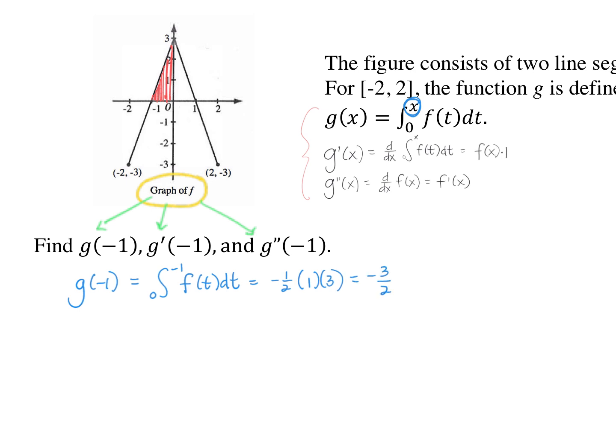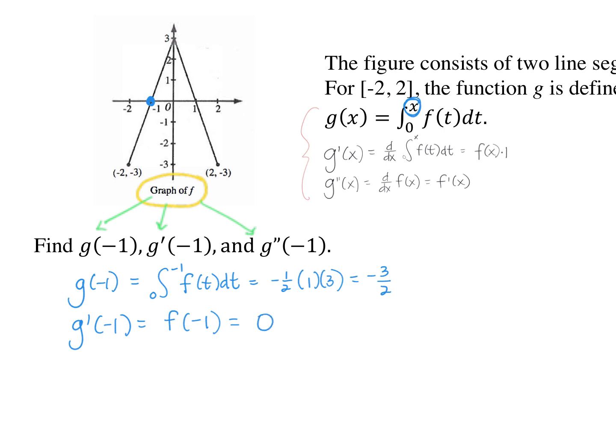We also are asked to find g prime of negative 1. Now, based on our pre-write, g prime of negative 1 is connected to f of negative 1. F of negative 1 is not the area, it's simply the value of the graph. So the value of the graph is not the area, it's not the slope, it's just simply the point that's sitting at negative 1. And the point that's sitting at negative 1 is 0.